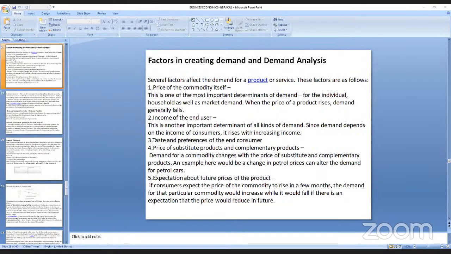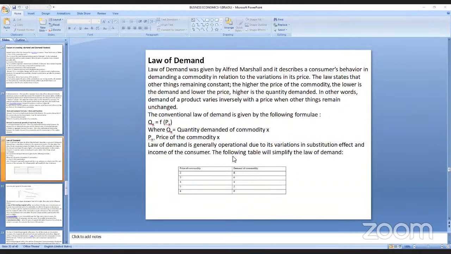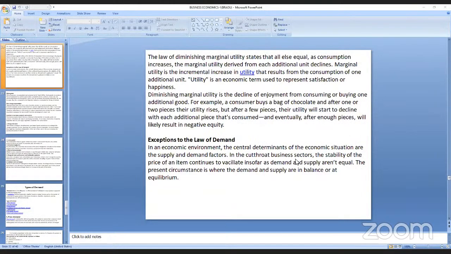Now we'll see the factors that are creating this. This also we finished, and this also we finished. Law of demand is also finished, where it slopes downward. Law of diminishing marginal utility. Yes or no? These are also we finished in last class.